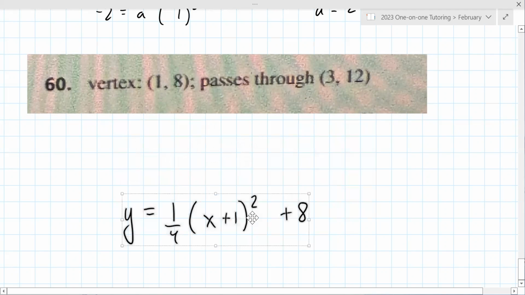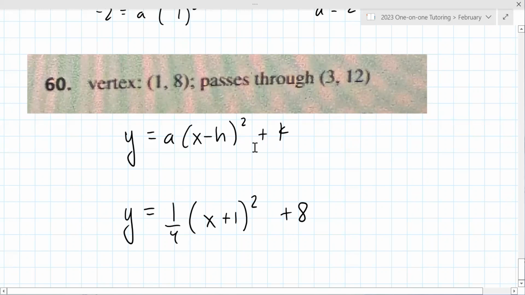Say that one more time. y equals 1/4 times x plus 1 squared plus 8. So you've got a small problem here with your vertex, which messes everything else up. Remember, it's x minus h squared. So do you write the formula each time? Yeah, so y equals a times x minus h. I wrote it as x plus h. Yeah.